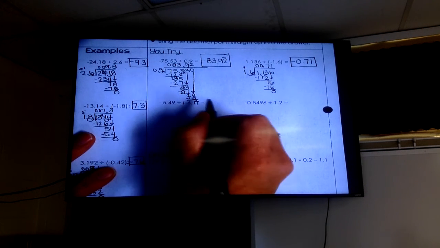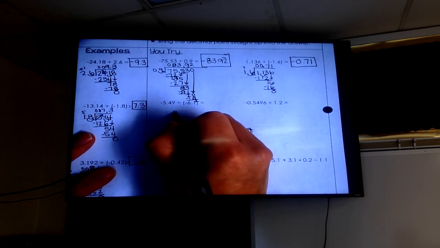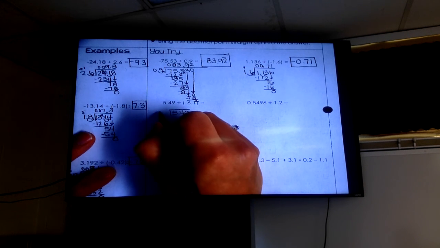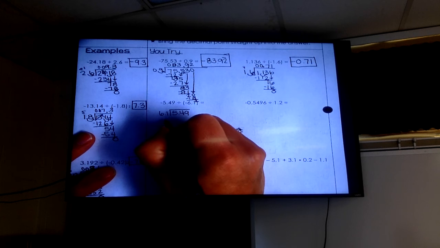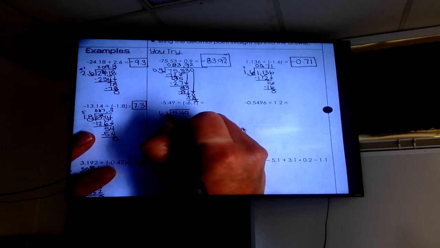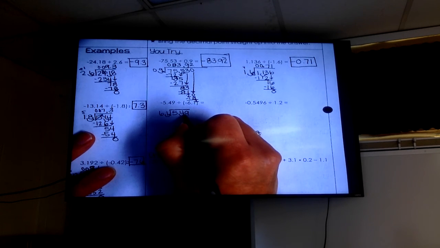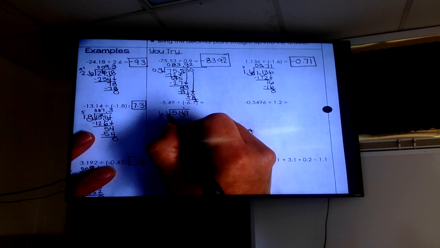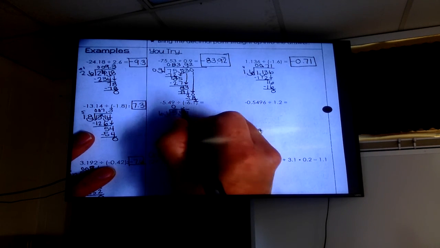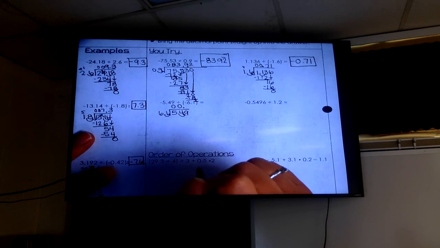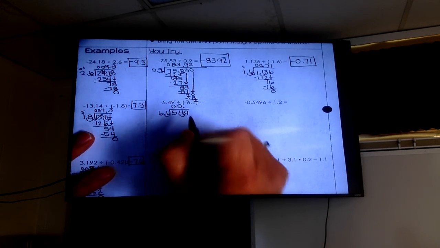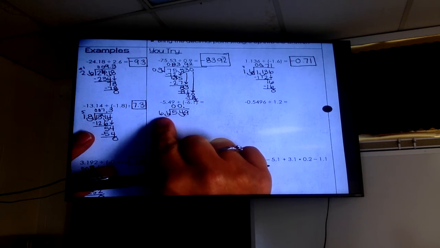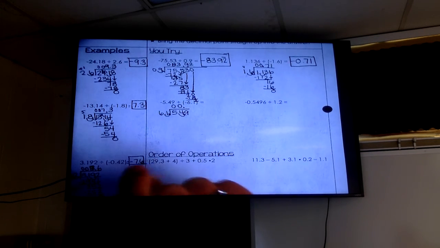Okay, negative divided by negative is a positive. I have 5 and 49 hundredths divided by 6 and 1/10. Move the decimal in my divisor, so I move the decimal in my dividend. 61 cannot go into 5. It can also not go into 54, but it does go into 549. So I'm going to count by 60s.